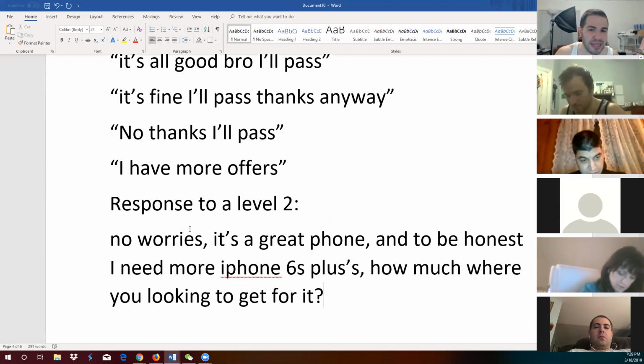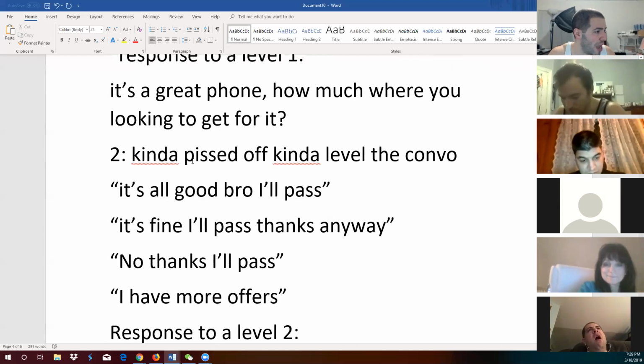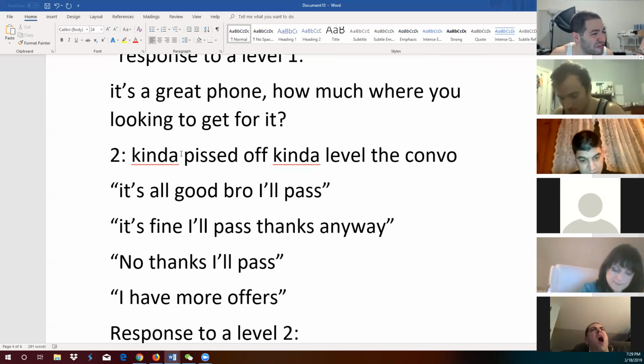I want you guys to see this. I want you guys to understand this. I want you guys to feel where this is going. When they're a level 2 and they're a little aggravated, they're starting to leave the convo, we got to basically show more intent. We will go over intent in a sec. We basically got to suck up to them a little bit more, and really show that we want to buy their phone from them in order to get a response.